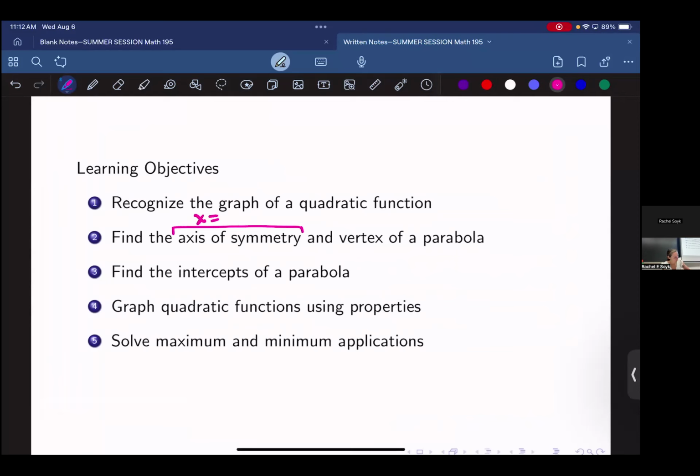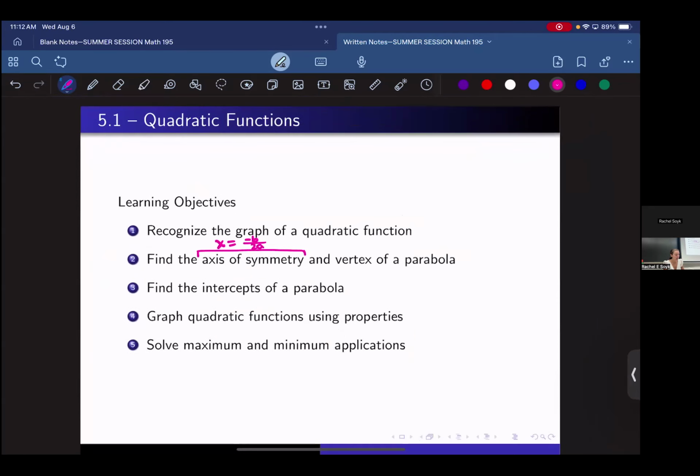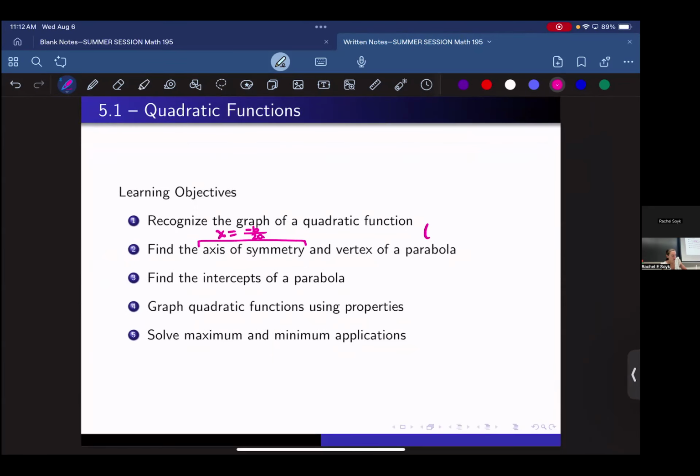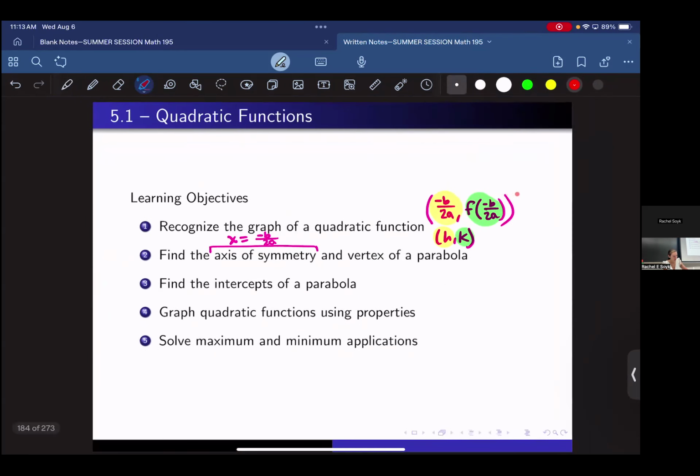Again, we'll define these more formally in a moment. And the vertex of a parabola. So usually we use the variables h comma k, but your vertex, your h is really negative b over 2a, comma, and then you plug that into your function as your x value to figure out what your y value is. So these are two representations of calculating your vertex of a quadratic function.